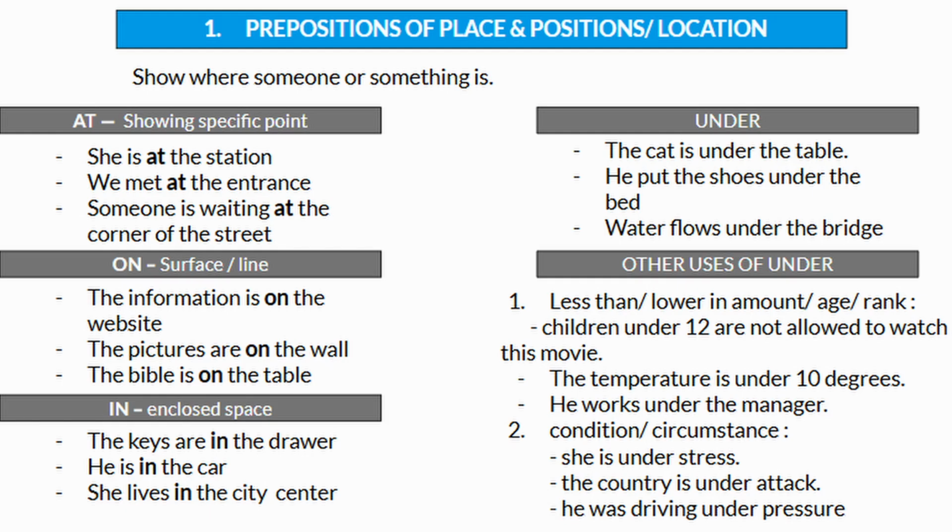We have some examples here. She is at the station. We met at the entrance. Someone is waiting at the corner of the street. This preposition at is showing a specific point. You cannot say she is in the station, but you will say she is at the station.